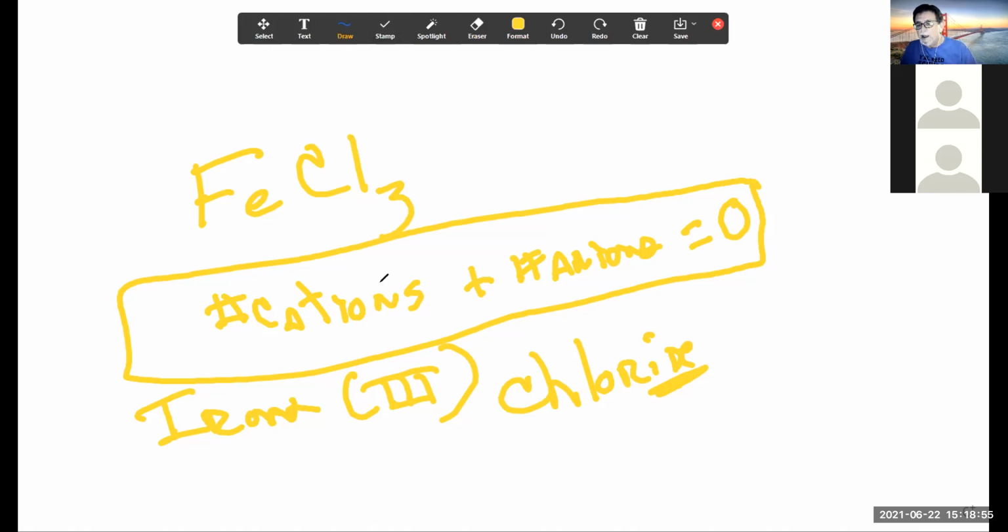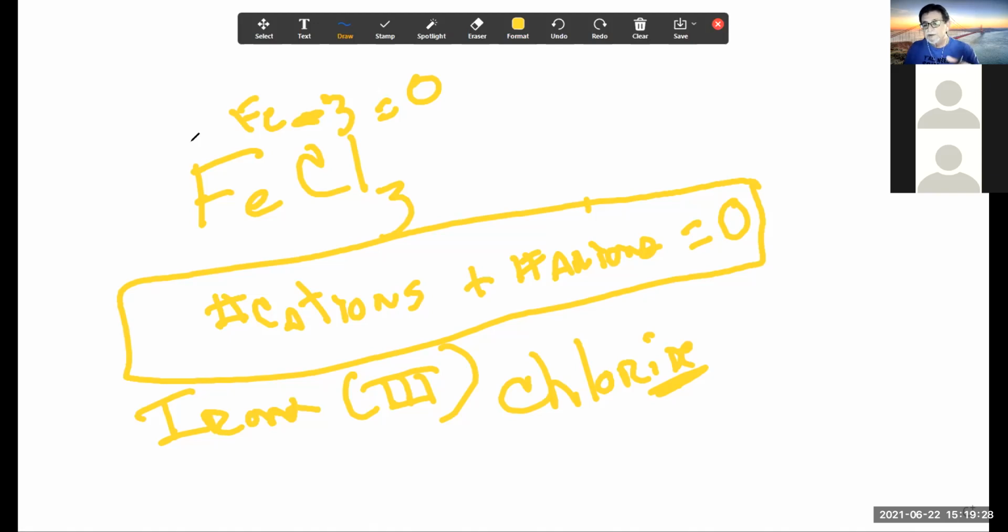Now, how many chlorides do I have? What does that subscript tell you? 3, right? So what is my total negative charge for the chlorides? -3. You got it. And that's equal to 0. So what is it I don't know? The iron. So Fe plus -3 equals 0. What do you think the iron charge is? +2.